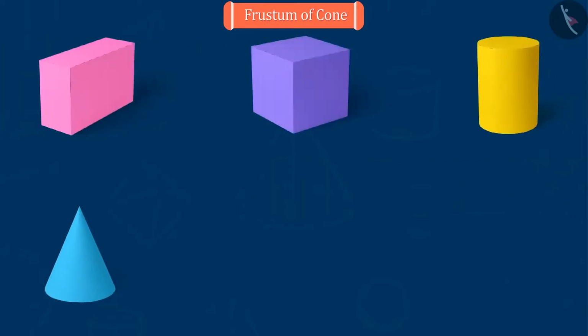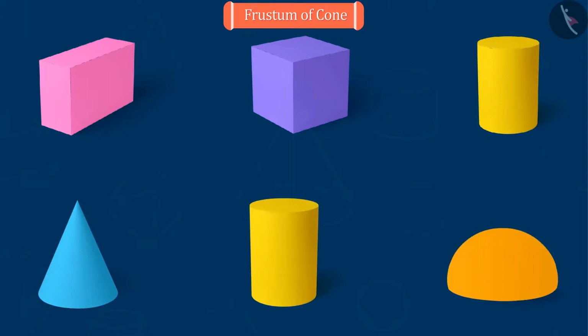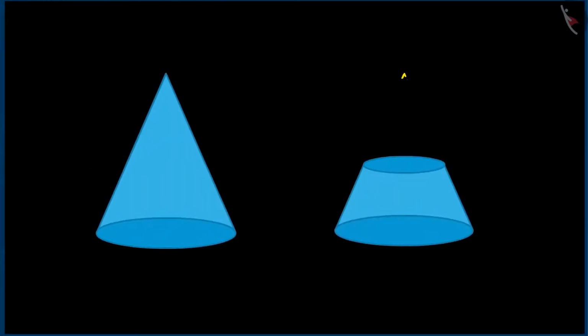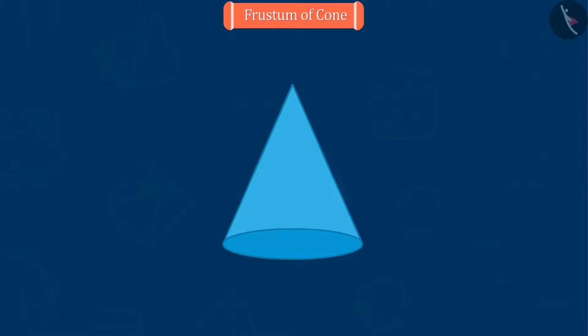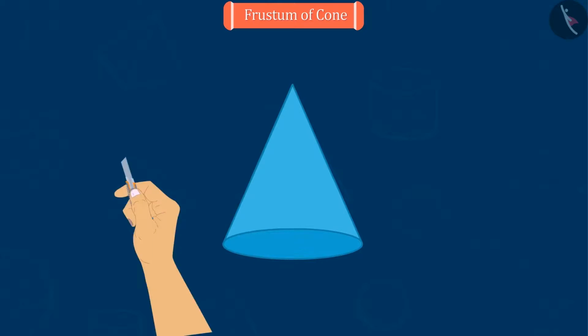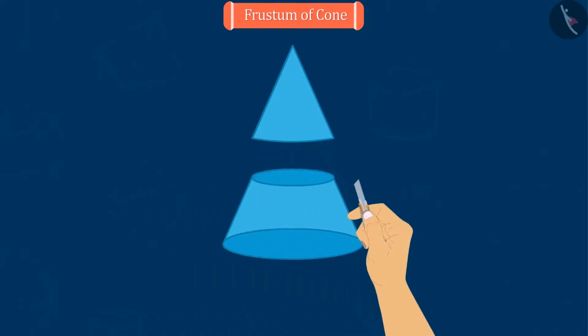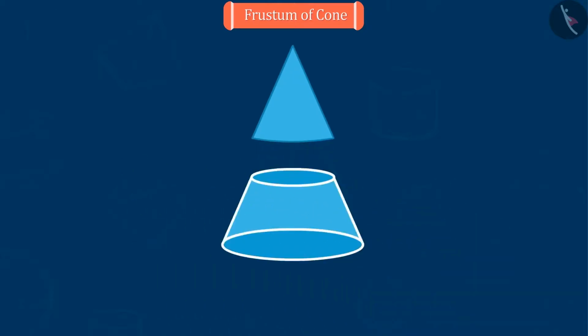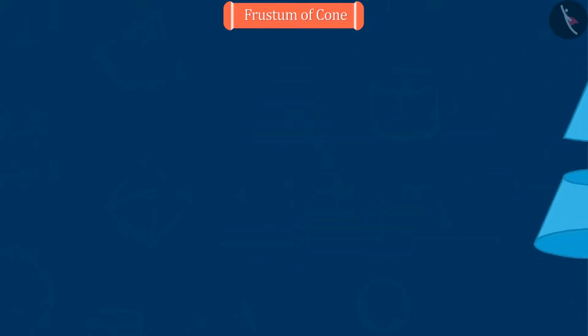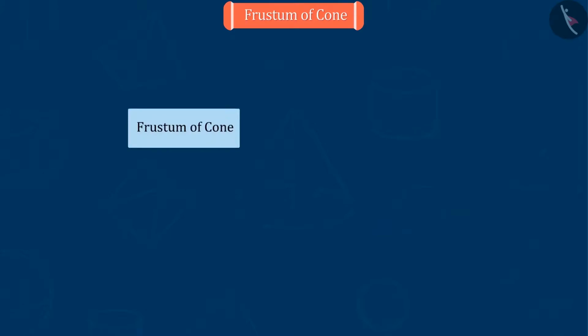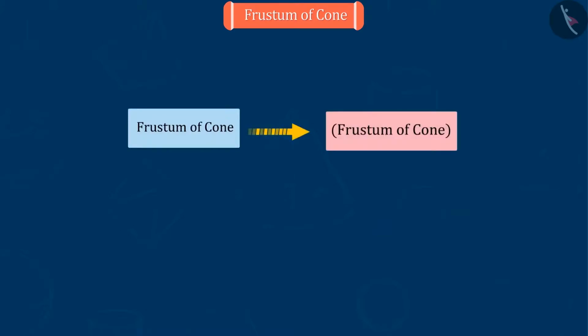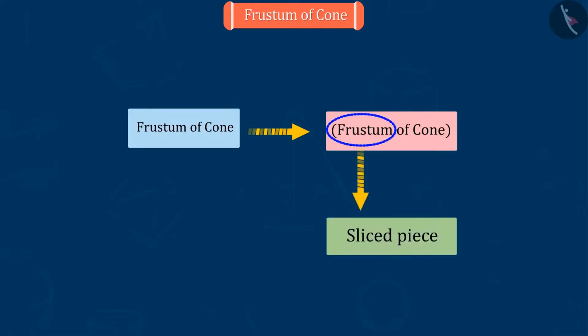Dear children, let's see a new shape of this solid family, which looks like a cone but is not a cone by shape. It's a part of cone. We call it frustum of a cone. If a cone is cut horizontally, it gives one frustum of a cone. Today, we will know this. When the pointed area of a cone is removed, the rest is called frustum of a cone. Frustum is a Latin word which means sliced piece.